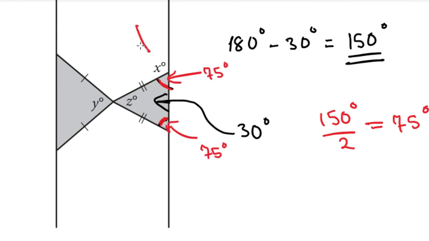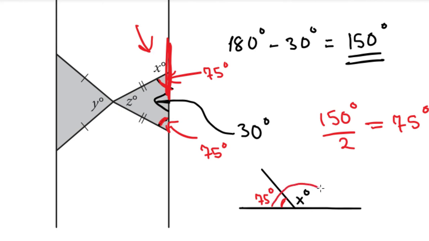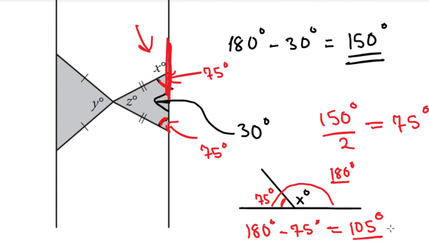Now, we're interested in the value of x, and notice, here we have a straight line, so it looks something like this. Well, we know that the angle of a straight line gives us 180 degrees. That is just a straight line. Well, in order to find x, we just need to subtract 75 from 180. This leaves us with 105 degrees. So x is 105 degrees.